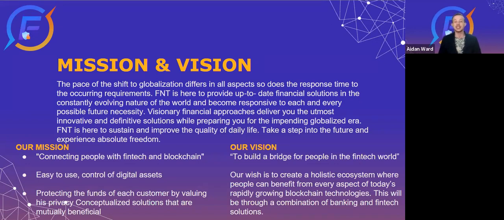So for us, our mission is very simple. We are connecting people with fintech and blockchain in a safe, secure manner, which is very user-friendly and is not so scary. It's not as daunting or as intimidating for someone who's never delved into cryptocurrencies or digital assets to step in and have more of a handheld sort of experience that isn't going to create too much risk for them. We want to make sure that it is easy to use and that they always have control of their digital assets.